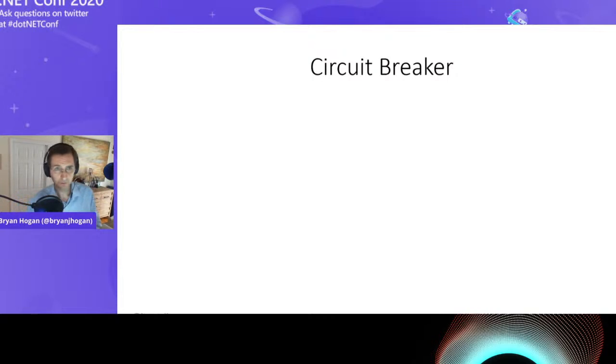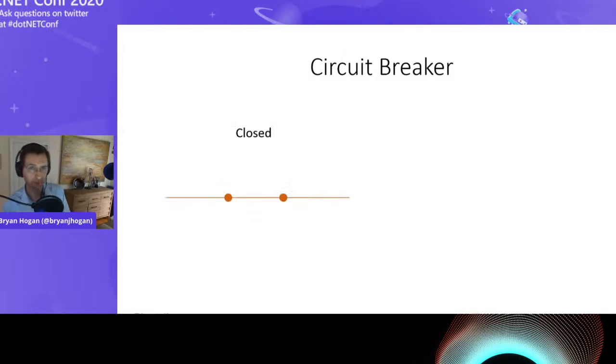The next policy is a circuit breaker. So this is quite like the circuit breaker in your home, or in some countries, they're referred to as trip switches. It cuts the connection when a problem is detected. Circuit breaker has 3 states. The closed state is the normal operational state. Closed like an electrical circuit, current flows. In our case, requests flow.